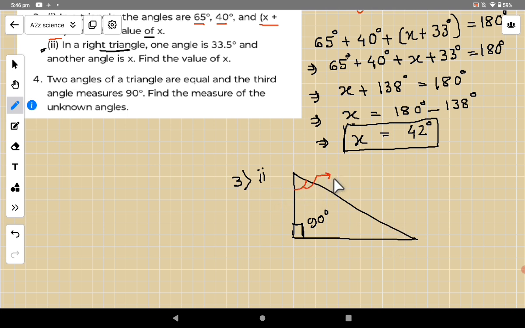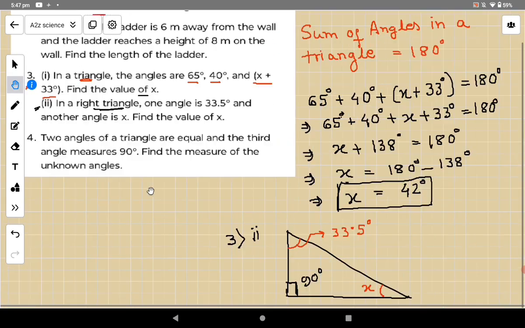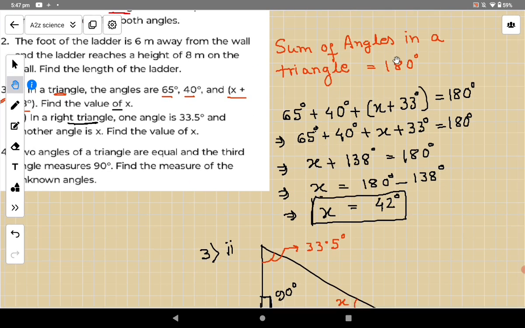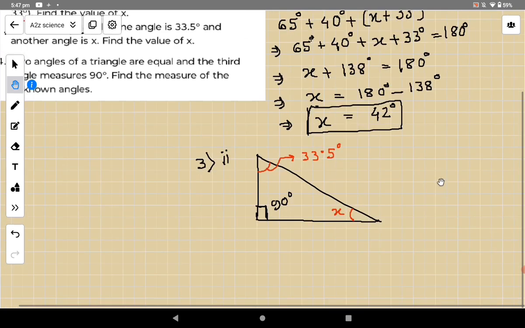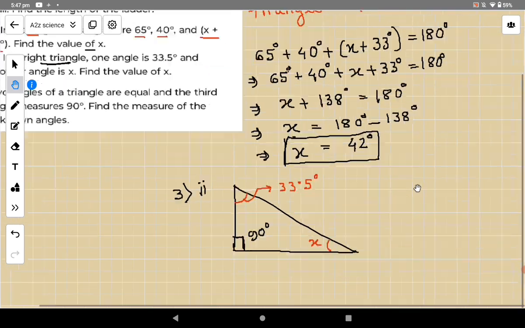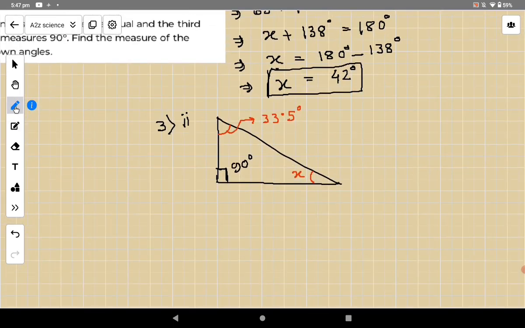Let me consider 33.5 degree. As this is not possible to write here, that's why I am writing the value of the angle here. Now we have to find the value of x, and another angle is x. So this angle is x. Same line we have to write again. Sum of angles in a triangle is 180 degree. So I hope you can do it yourself. Try yourself. I am also doing.